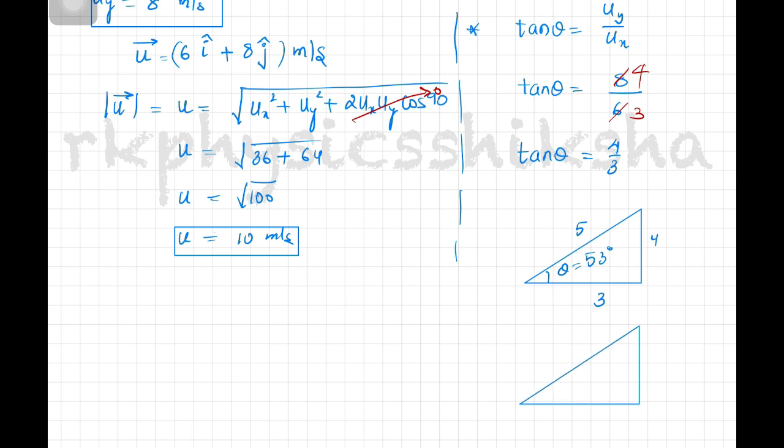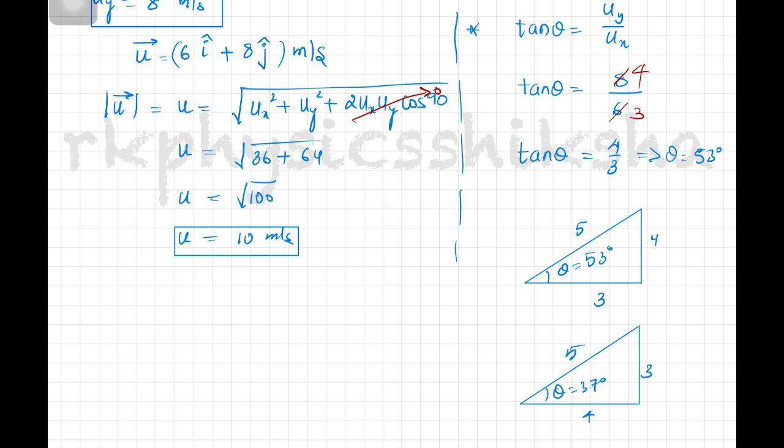So if you take a right angle triangle, if this theta is 37 degrees, the hypotenuse will remain the same, but the only thing that changes is these two values. For 37 the opposite will be 3, for 53 the opposite will be 4. That means by this triangle it is very clear that theta is equal to 53 degrees. Now we have the angle of projection also.